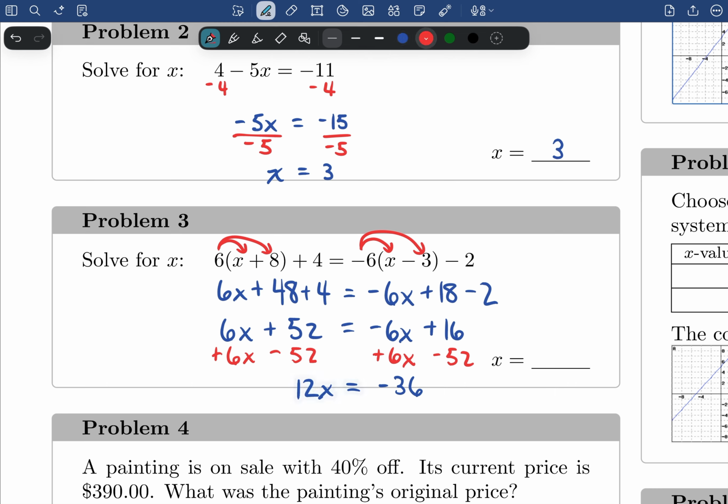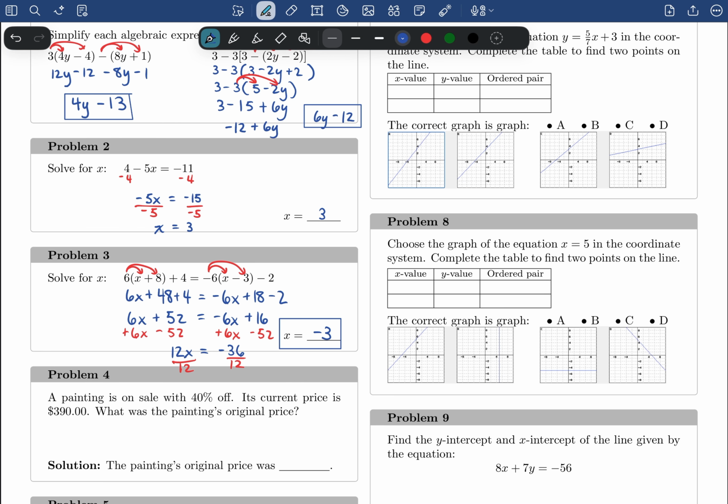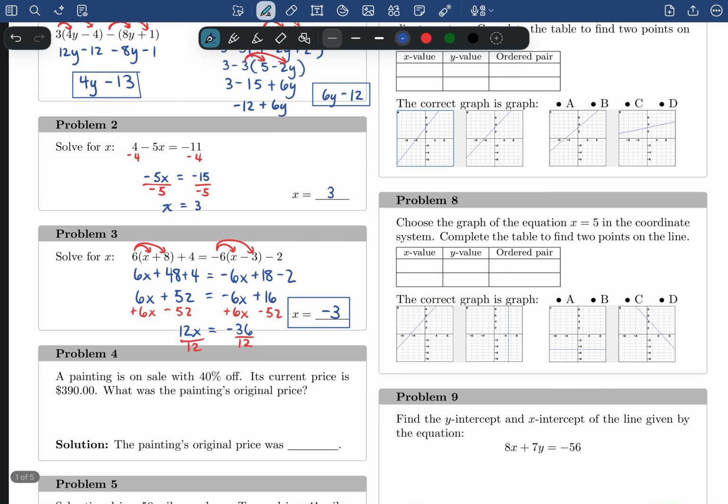And now I'll divide by 12, and I'm done. X is equal to negative 36 divided by 12, which is negative 3. So I'll write my answer right here. X equals negative 3. There we go. We're ready to move on to problem number 4.